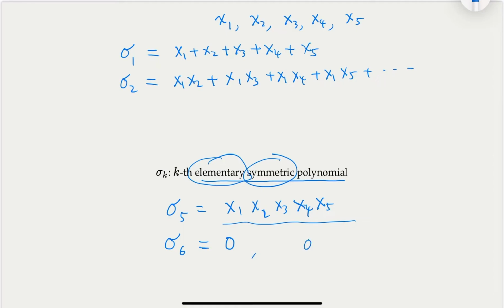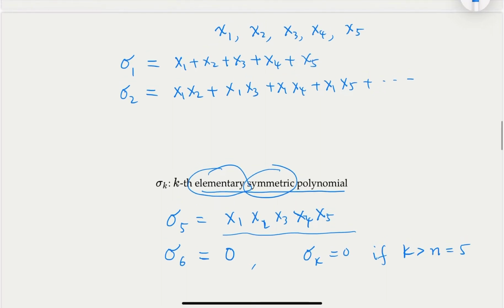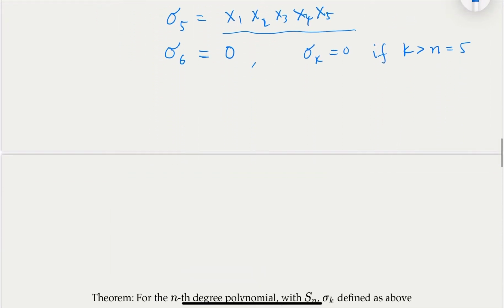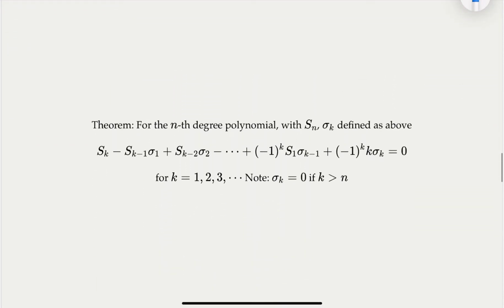In other words, sigma k equals 0 if k is greater than the degree n. In this case, n is 5, right? Yeah, this is like the n equals 5 case. All right, so this is a very important notation, sigma k. Now, here comes the main conclusion of the recurrence relationship, which is Newton's identity.